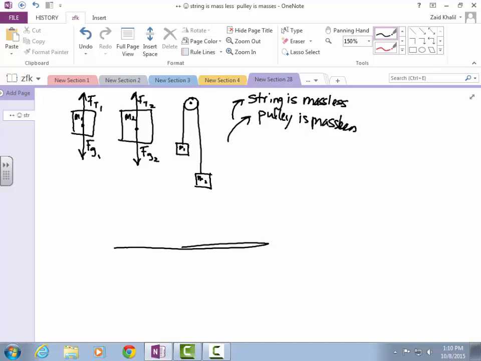Now let's think about M1 and M2. What can you say about the acceleration of M1 and the acceleration of M2? They should be opposite and equal. So we'll say A1 equals negative A2. Why? They're going in opposite directions, and they are equal in magnitude. These two masses are connected. What would happen if the magnitudes of the accelerations weren't the same?